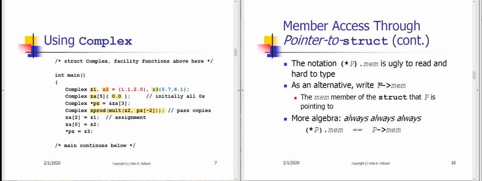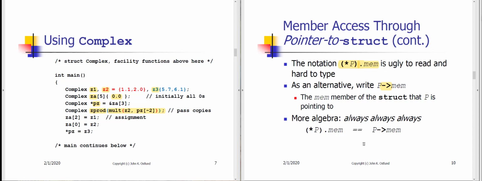Furthermore, there is an alternative notation you can use instead. Everybody agrees that having to remember to put star p in parentheses and then following that with dot mem is nasty. It's hard to type. It's ugly to read, especially if you have nested pointers to structures containing pointers to other structures and so on. So rather than using the star in parentheses followed by the dot, you can use the arrow instead. Now the arrow is simply the dash symbol followed by the greater than sign.